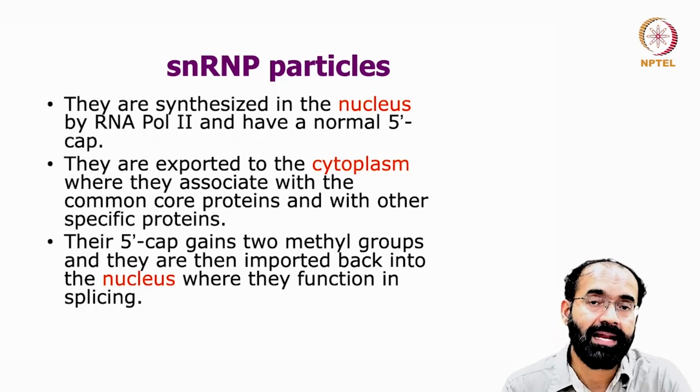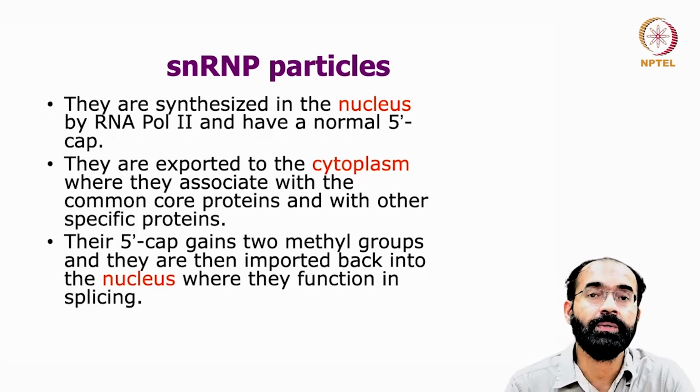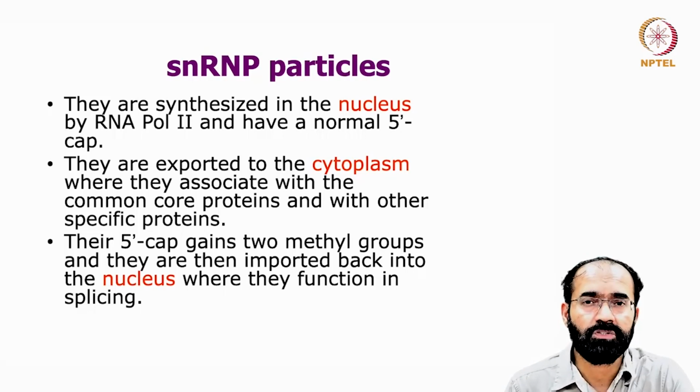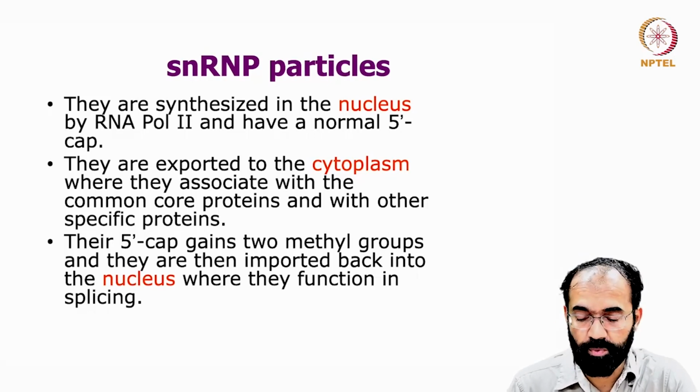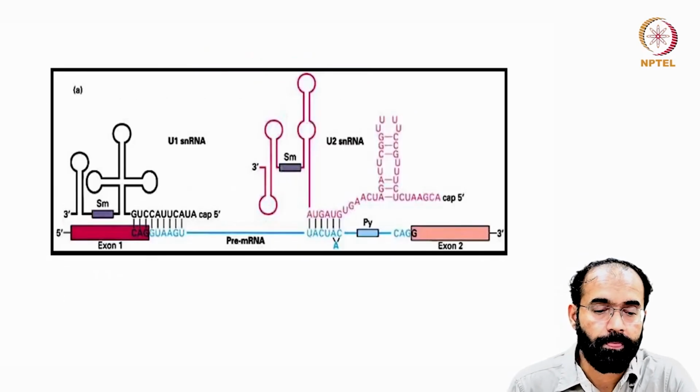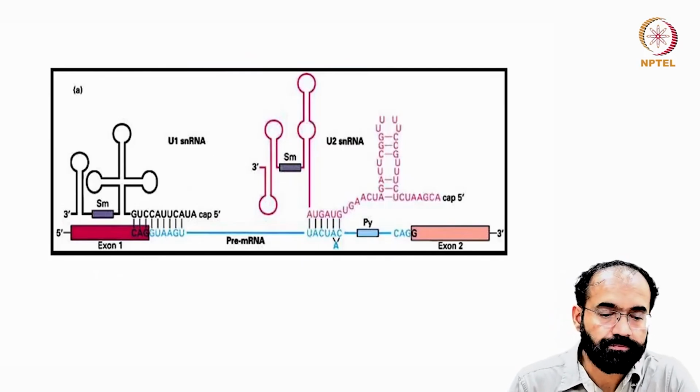It will interact and then it will go back, and at the time of going back, instead of 1 methyl group, it will have 2 methyl groups. So these are some of the changes that take place during the maturation process of snRNP. So you can see here how snRNAs function.